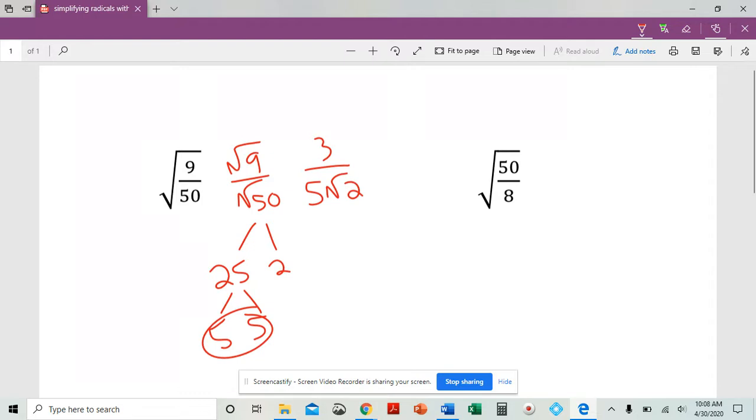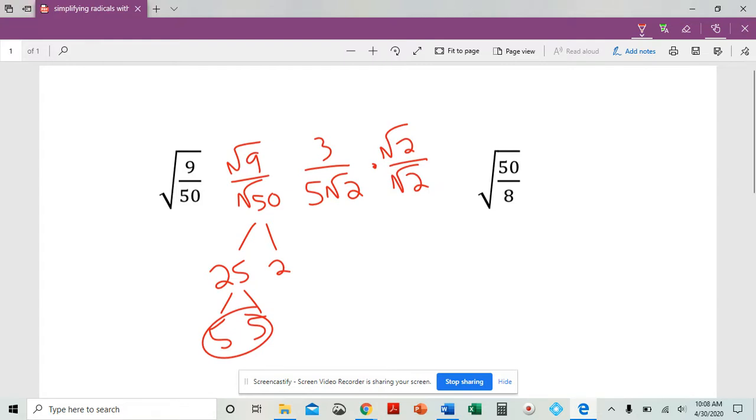Now, the thing with this is you can't stop here. You cannot have a radical sign in your denominator. So we need to do something called rationalizing the denominator. We're going to multiply both the numerator and the denominator by 1, but we're going to manipulate what 1 looks like in order to get rid of that radical sign. So in order to get rid of this square root of 2, we're going to multiply both the numerator and the denominator by the square root of 2.